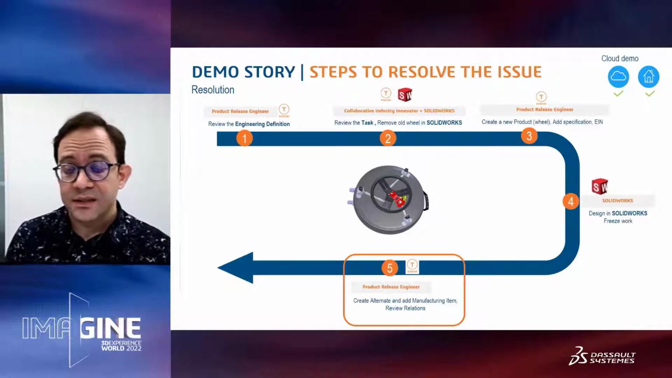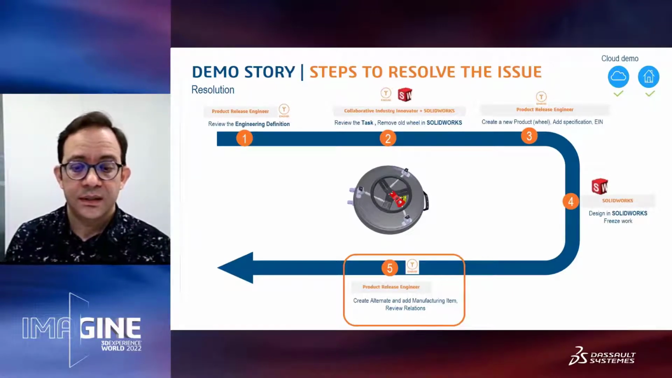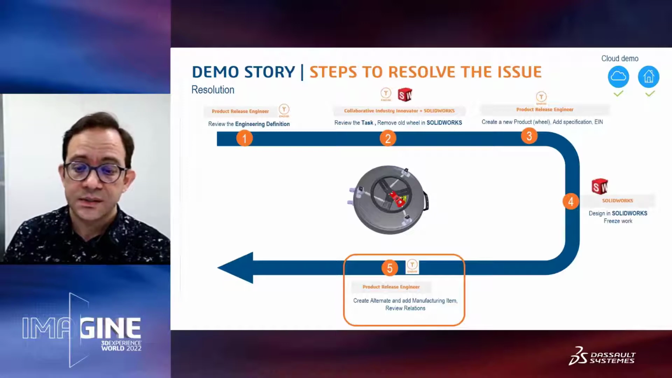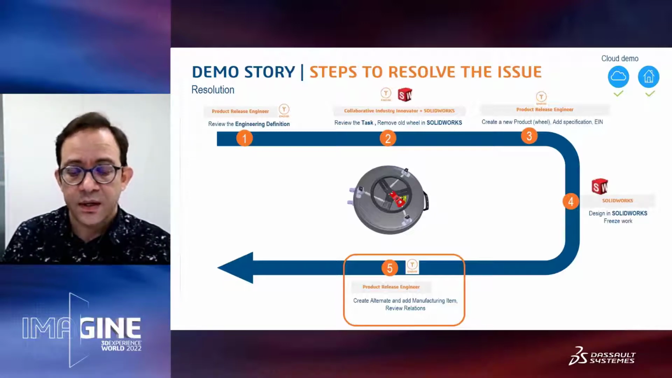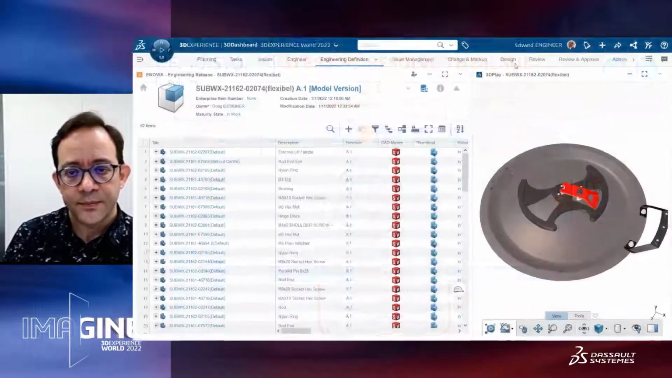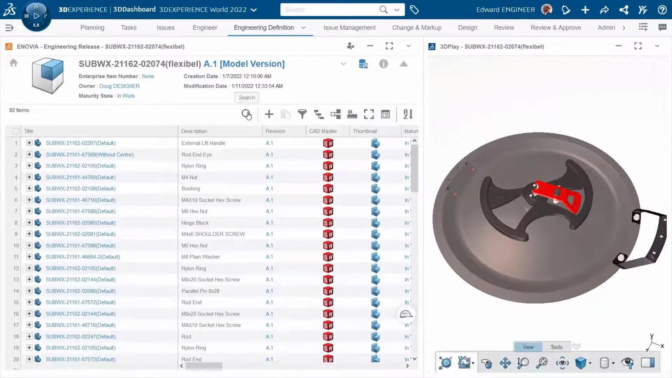So we have seen the scenario in SolidWorks now. So let's continue and let's add some more engineering definition. So this time I'm going to add alternate components, manufacturing items, and finally I'm going to review everything within the Relations app. So to start with, I'm going to search for the wheel.